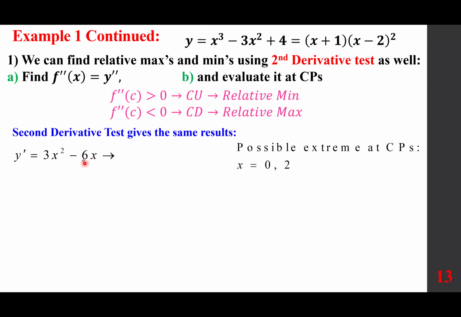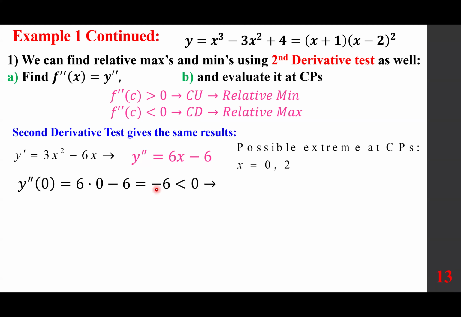Because y prime is given, now we can find y double prime, and here are the critical points that we found. The y double prime is what? 6x minus 6. And you just plug in 0 to see if it's positive or negative, plug in 2 to see if it's positive or negative. If I plug in 0, I get negative 6. It doesn't matter, negative 6 or negative 10,000. You're just paying attention to the sign.